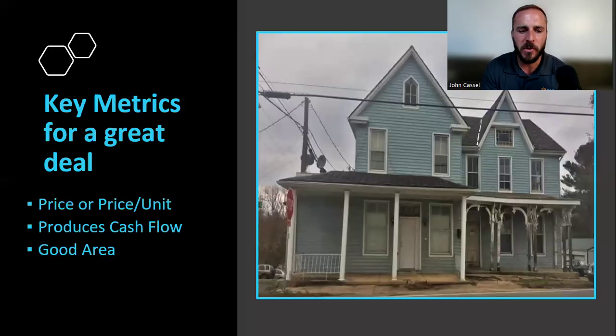So key metrics for a great deal: price or price per unit. Depending what market you're in, this is going to be vastly different. But maybe in your market, $50,000 per unit if you're looking at multifamily. So if it's 5 units, it's going to be $250,000. Maybe that's a great deal. So it all just kind of depends on your market. When you start analyzing a bunch of different deals, you'll be able to tell right away what's a good price per unit in that area.